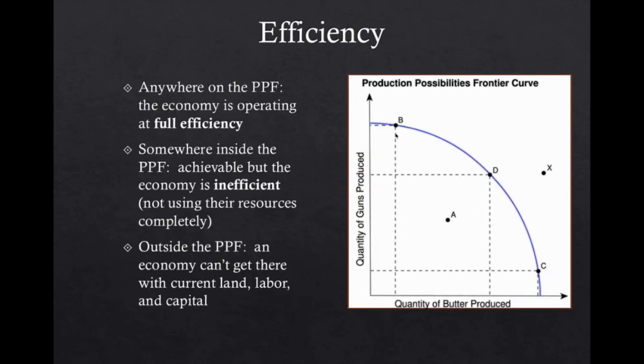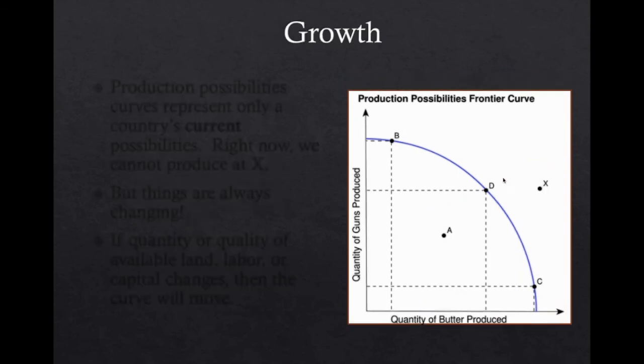So anywhere on the curve is full efficiency. Anywhere below it is inefficient. If you go outside, remember, it's not possible because this is the maximum spot. Can't go that far. It's like basically saying, I want to spend $15 million to rebuild a home. Well, I don't have $15 million. That's not possible. So if anyone's got $15 million, you know where I am.